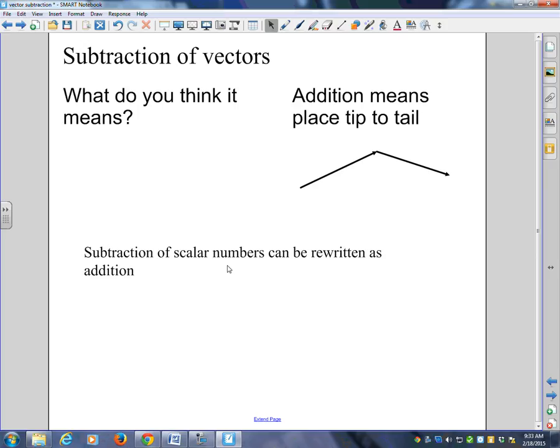Well, same idea here. I'm taking what you know about regular arithmetic, and I'm going to apply it to vector subtraction. Would you agree that 10 minus 6 is the same thing as 10 plus negative 6? Right? You are simply adding the negative, right?